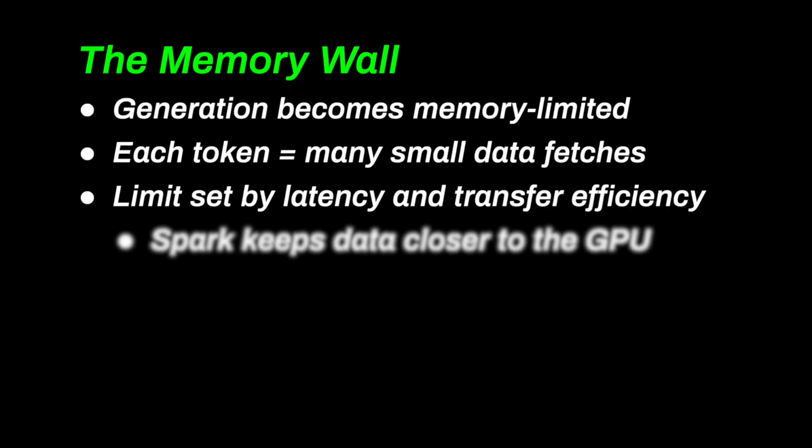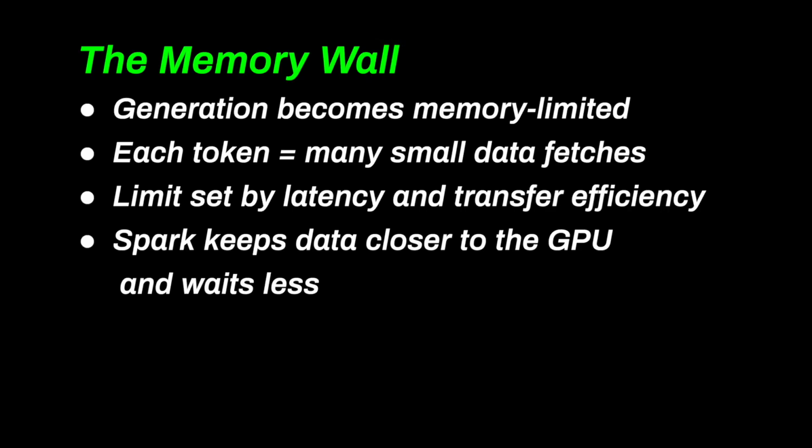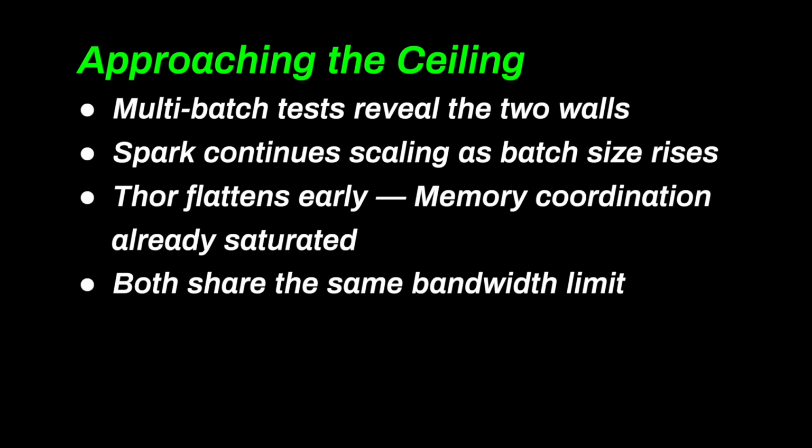Once generation begins, the balance shifts. Each new token requires far less math, but much more data movement, reading and writing from the stored context built earlier. Here, the limit isn't computation, it's movement, the speed at which information can travel through memory. That's the memory wall. Spark and Thor share the same memory architecture and overall bandwidth. Yet Spark keeps more of its working data closer to the GPU and coordinates transfers more efficiently. Thor reaches its limits sooner, spending more time waiting for data to arrive.